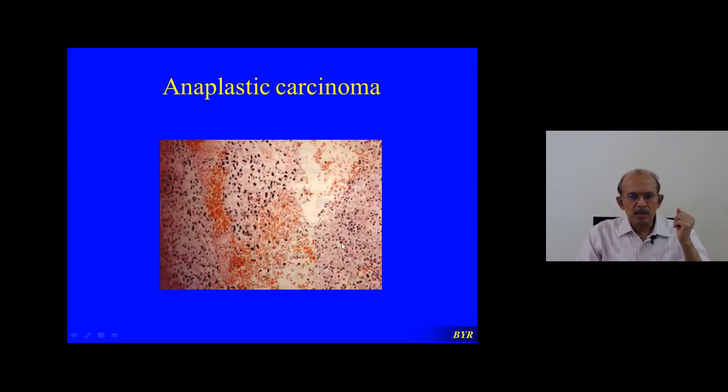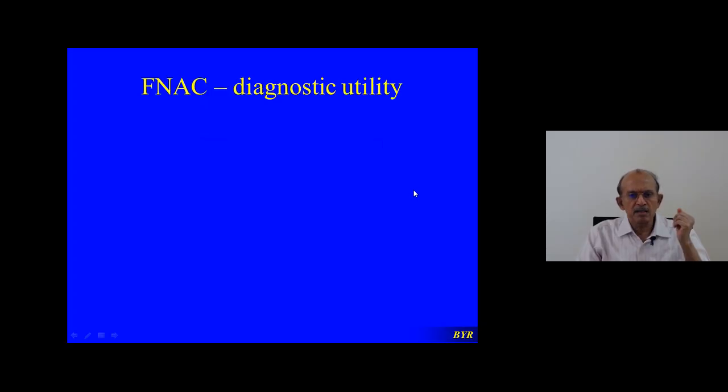In anaplastic carcinoma, you find multiple hyperchromatic nuclei. The cytoplasm is almost insignificant here. Sheets of cells containing hyperchromatic nuclei.